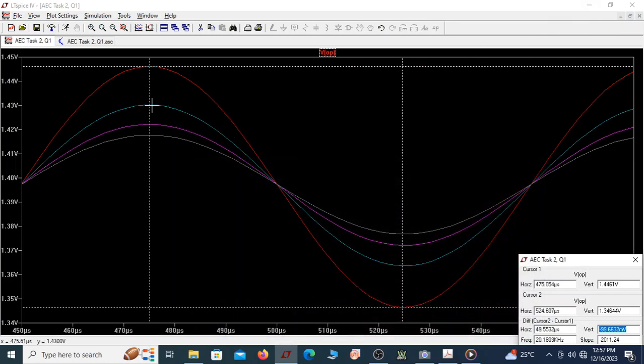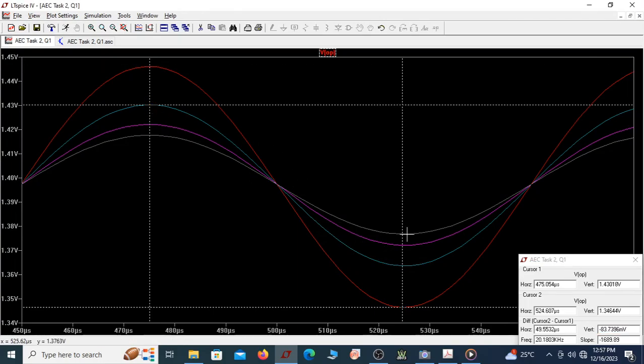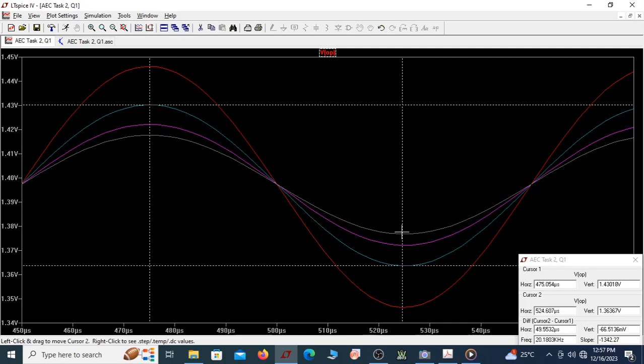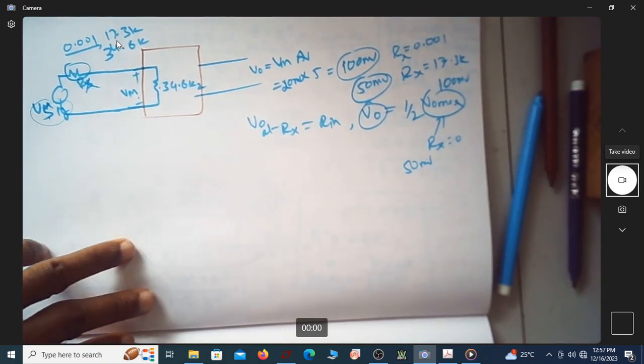Now when I increase the resistance to 17.3, I can just move this cursor, use this arrow key. Can you see it came down? I'll just click here. I'll use this arrow key. Can you see these two are actually measuring this color? Can you see the output voltage has reduced from 100 to 66? Now this is 17.3 kilo ohm.